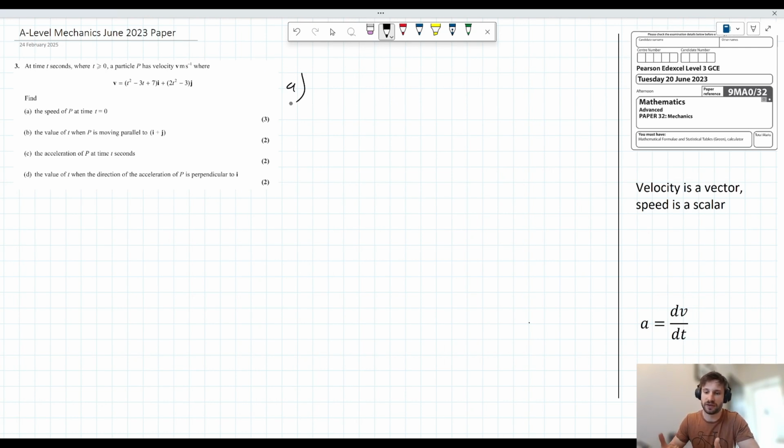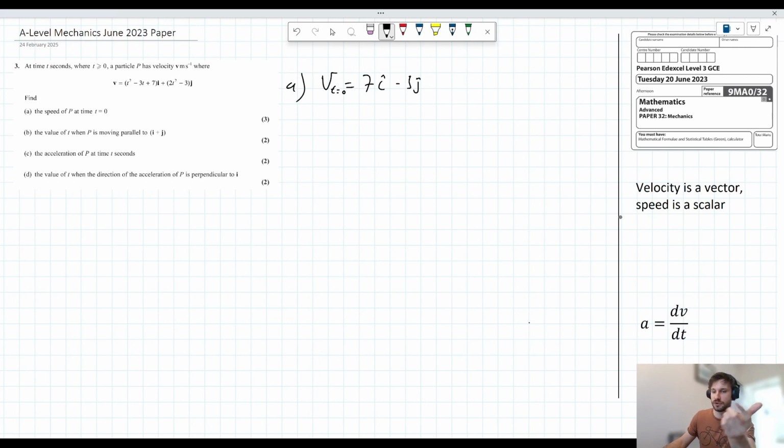Since we're given its velocity as a function of time, we can just substitute in our value of t equals 0 here. So we could say v at t equals 0 is equal to 7i minus 3j. Is that our answer? No. This is where we can bring in this idea.